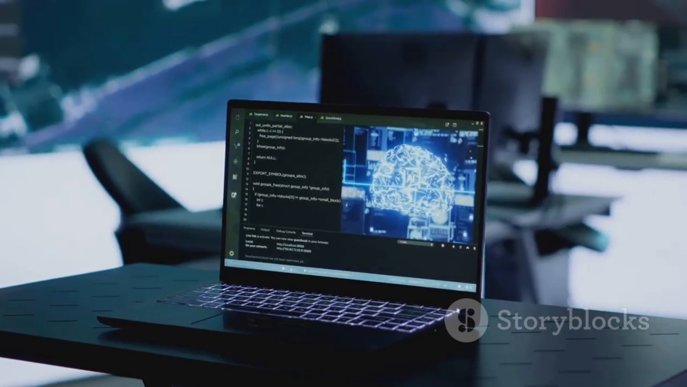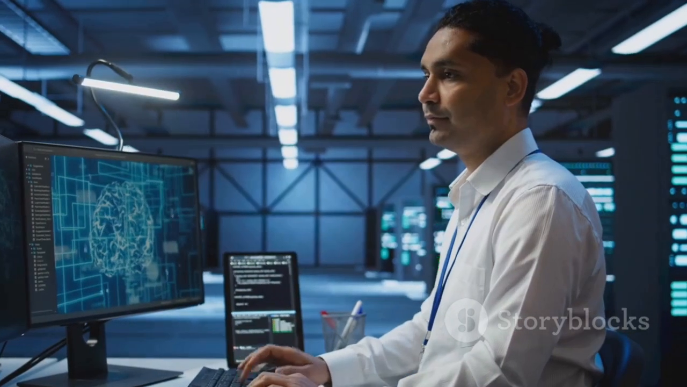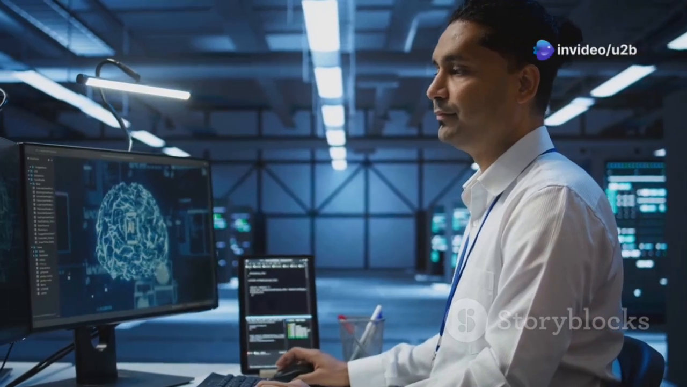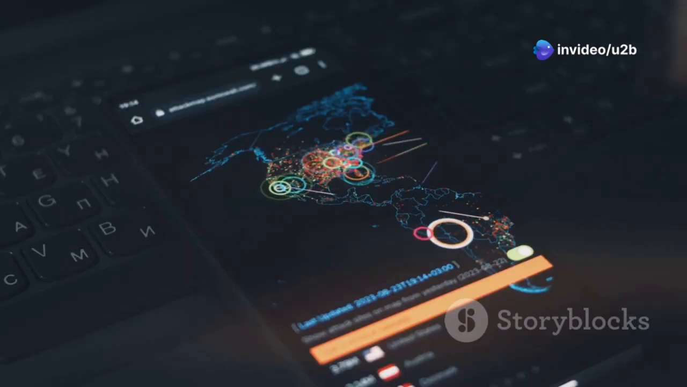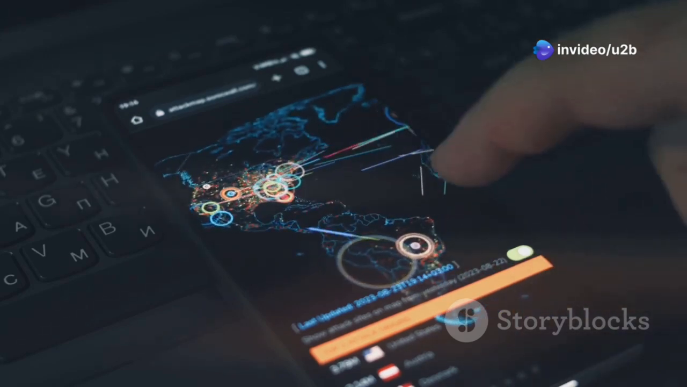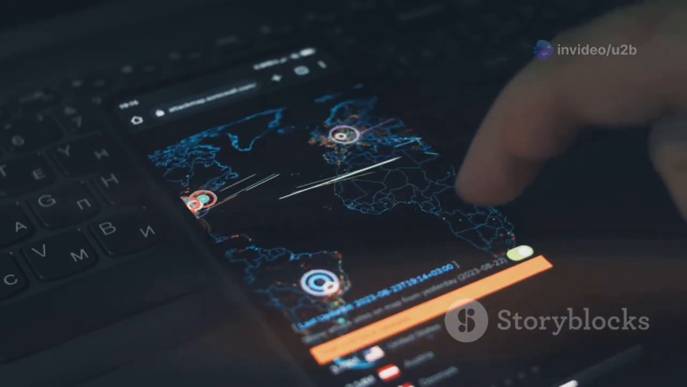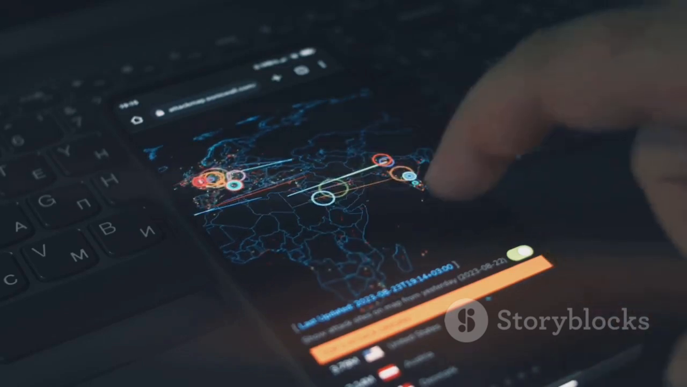AI-powered security testing. Artificial intelligence and machine learning are poised to revolutionize vulnerability testing. AI-powered tools can automate tedious tasks, identify complex patterns, and prioritize vulnerabilities more effectively.